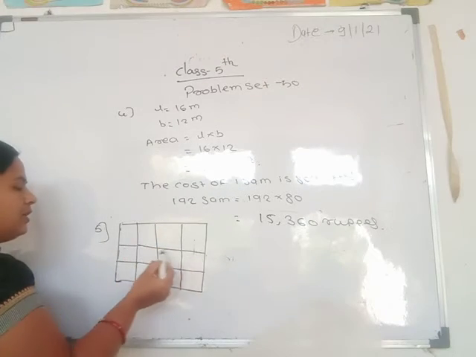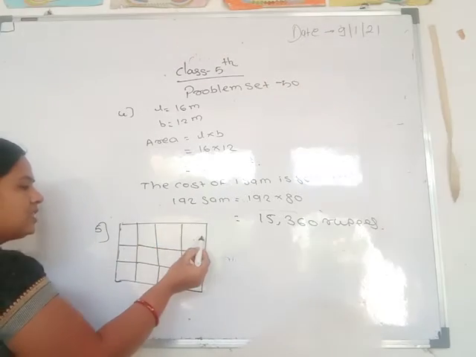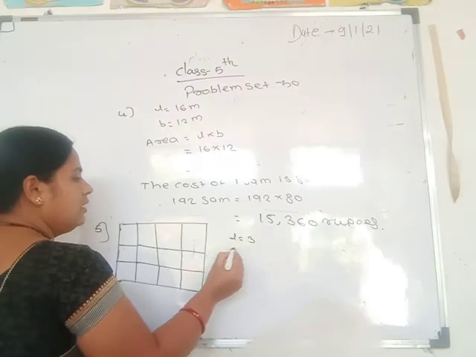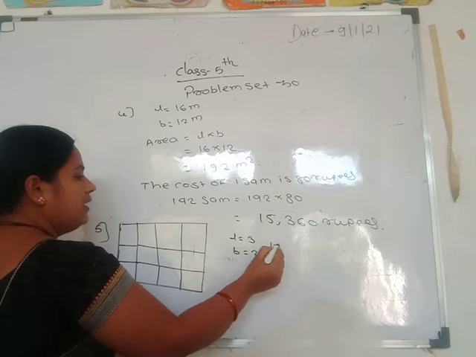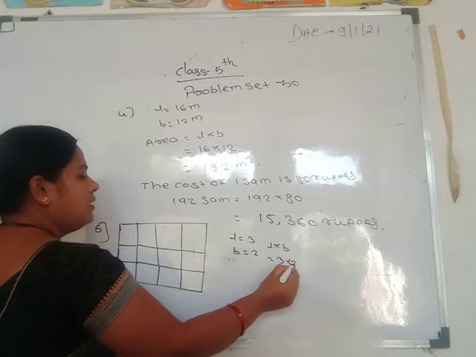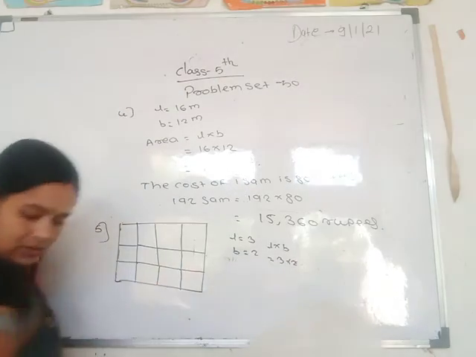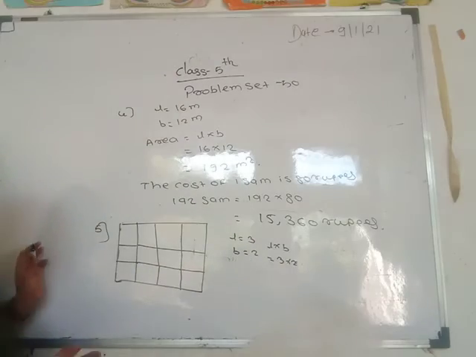Here 1, 2, 3, means these 3. L and B is 2. 3 into 2. L is equal to 3, B is equal to 2. Means L into B is equal to 3 into 2, 6 centimeter. 3 into 2 is equal to 6 centimeter.